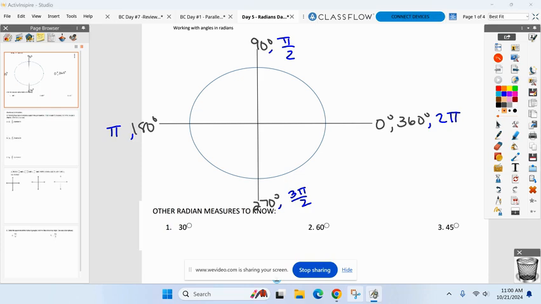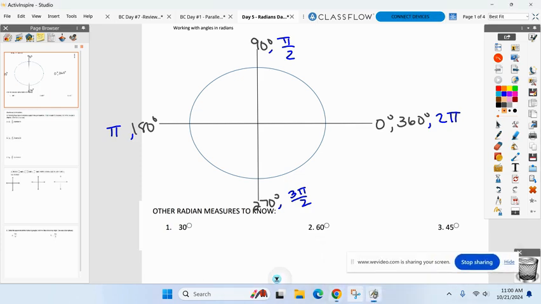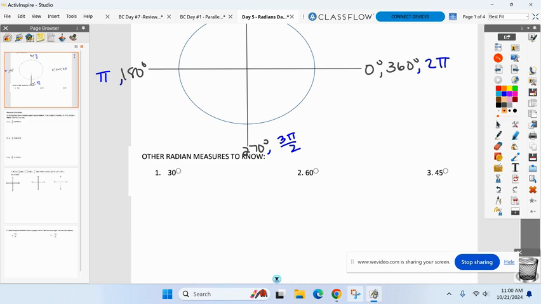All right, now back to your notes here. I need you to know 3 more pretty quickly off the top of your head by the end of today, because it saves so much time versus going to the calculator. All right, so pi, 30 degrees. You ready for 30? Pi over 6 is 30 degrees.